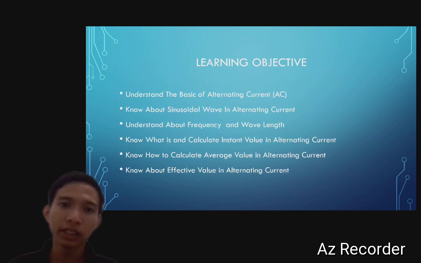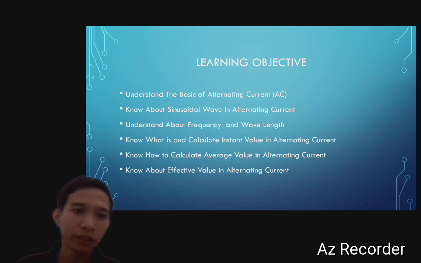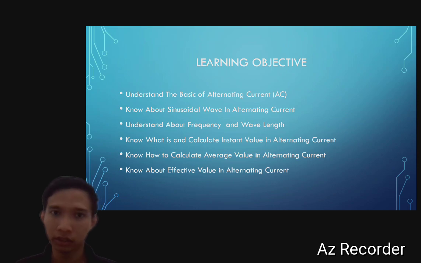The first is the learning objectives. The learning objectives are to understand the basics of alternating current or AC, to know about the sinusoidal wave in an alternating current, to understand frequency and wavelength, to know how to calculate an instant value, to know how to calculate an average value, and to know about the effective value inside an alternating current.